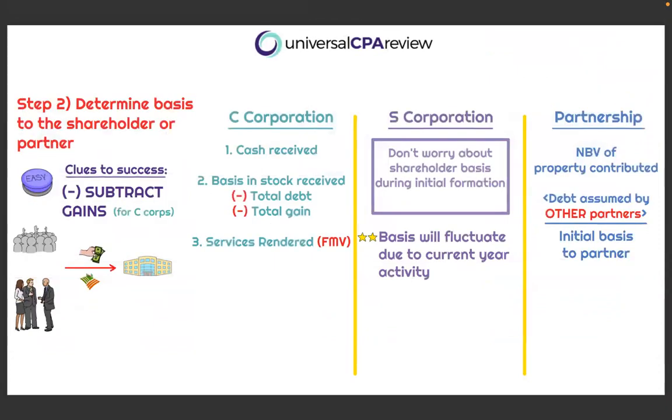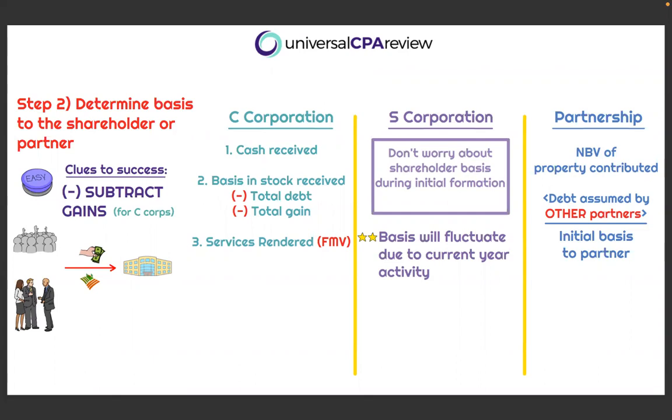Okay, so thinking about the basis to the shareholder or partner. Basis to the shareholder or partner is different from the basis to the corporation or partnership. We're not talking about the entity now. We're talking specifically about the shareholder or the partner. So when we're thinking about this, the focus here is really going to be on partnerships and how the incoming partner is going to recognize the initial basis received in the property or in what is received from the partnership.